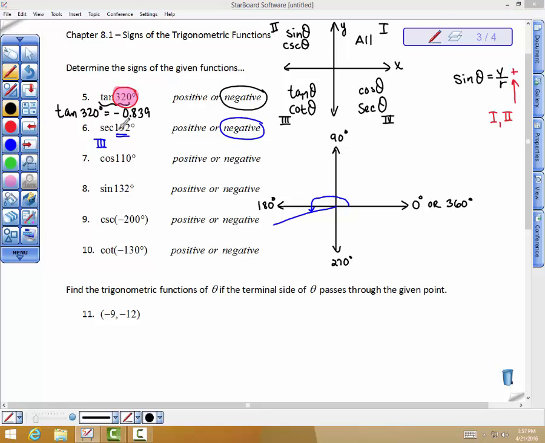I want to remind you that to find the secant of 192 degrees, what you would type on your calculator, because it's the reciprocal of cosine, you would type 1 over the cosine of 192. That's how you would type it. Let's go back again. I'm going to try to erase this. I think I actually can.